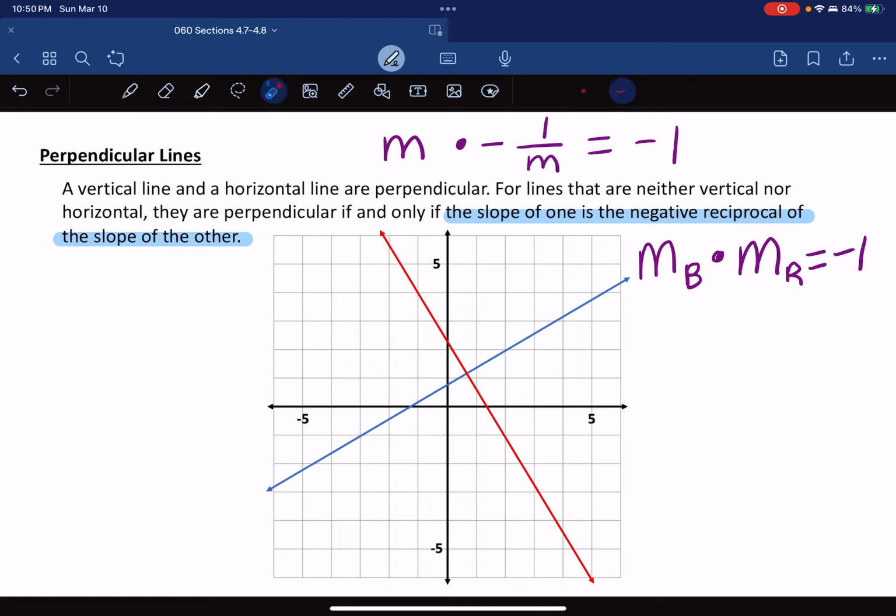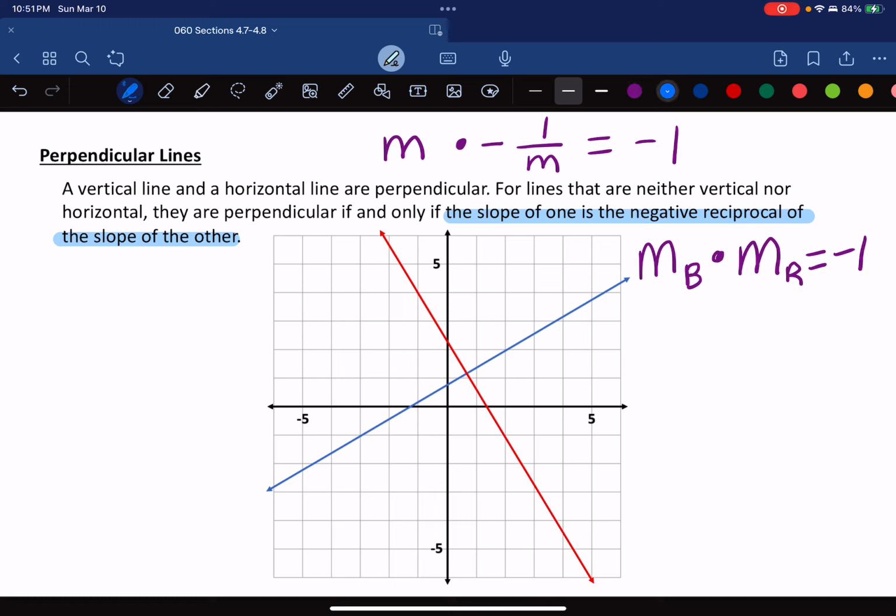So opposite reciprocal, opposite means one's positive, one's negative. Reciprocal means that one is kind of like flipped if you put it at the bottom of a fraction. And that still works if it is a fraction. So if I have 1/4 and then I put it over 1/4 like that, that actually kind of flips to become 4. But the quickest way, so you don't have to worry about flipping fractions and stuff, you can just multiply them and see, does it give me -1?